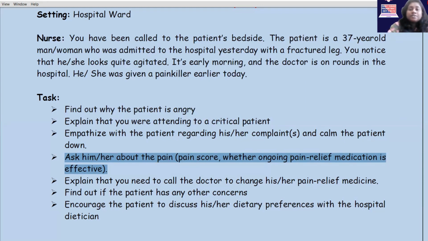Then the student should use polite expressions to inquire about the efficacy of the pain relief medication given earlier. So you can ask like this: I'm sorry that your pain level is so high. Did the pain medication we have given you earlier help at all in alleviating it? So like that you can handle the fourth task.